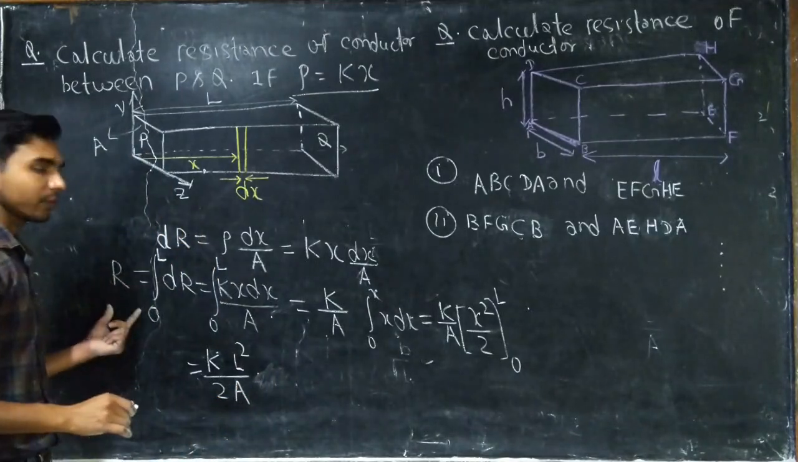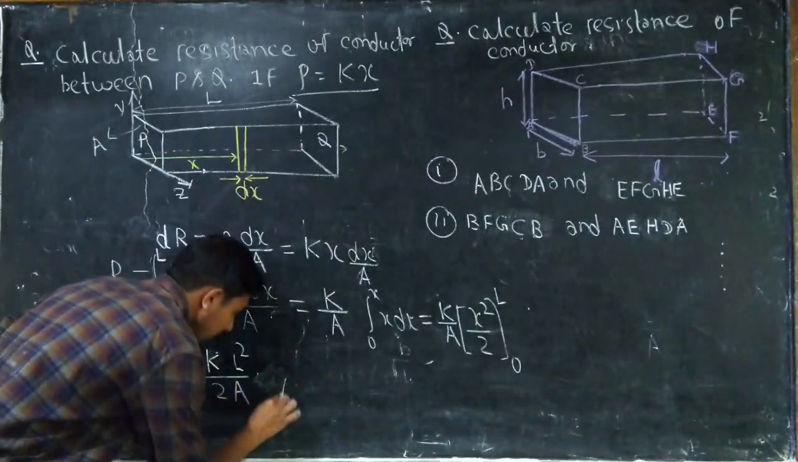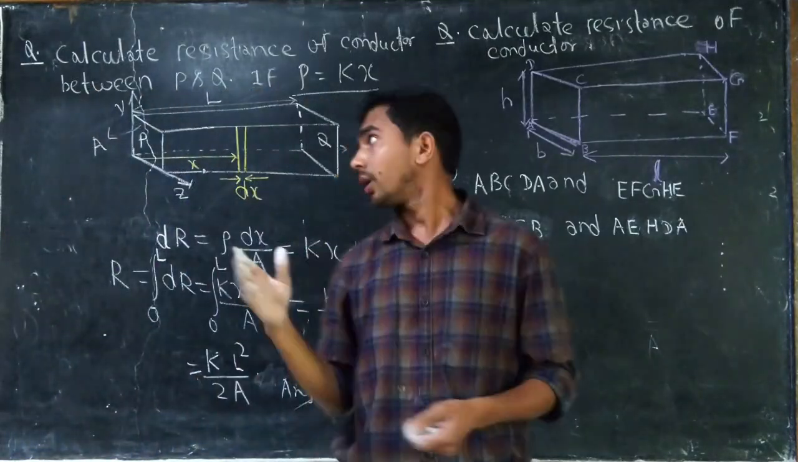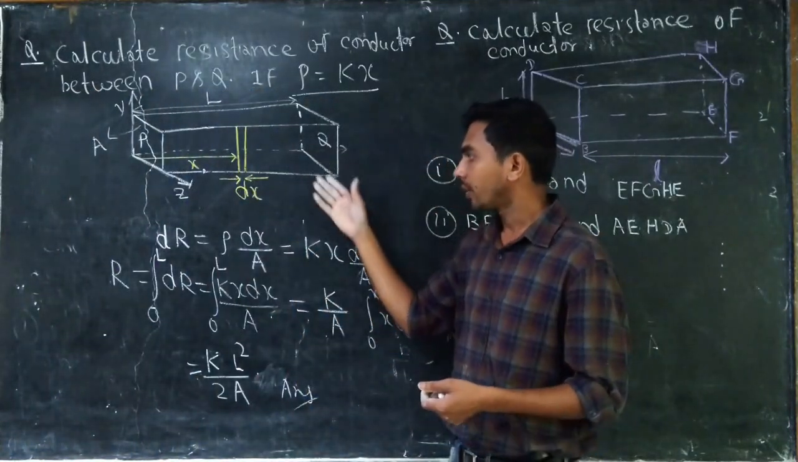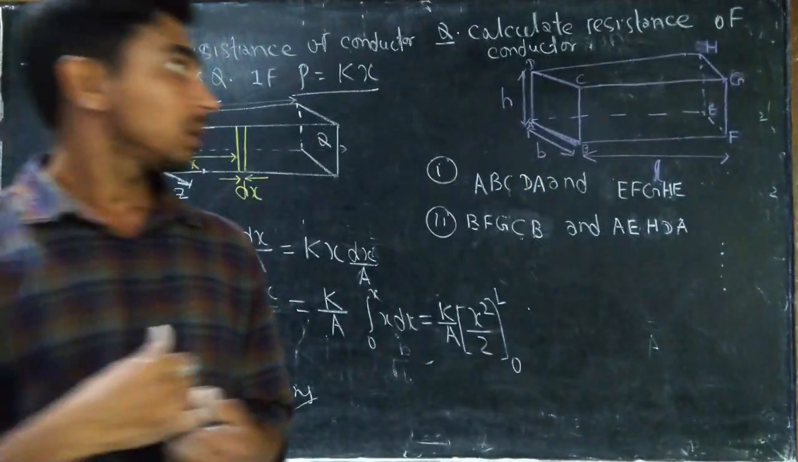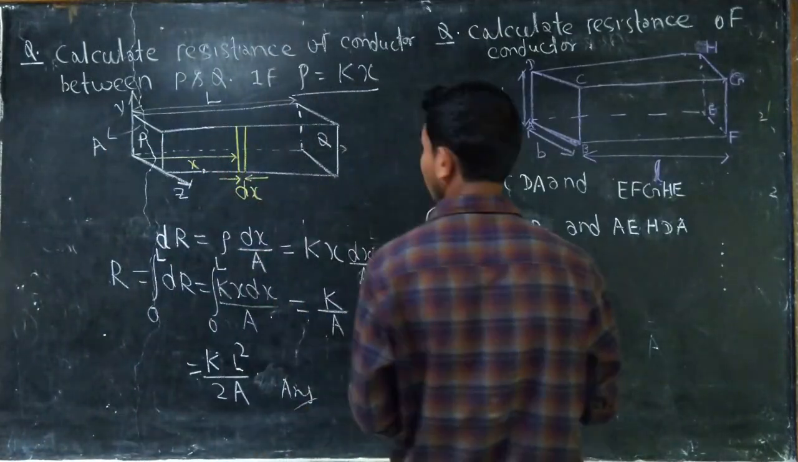And since we are calculating resistance, the unit will be ohm. So this way, if the resistivity is varying, then by integrating you will be able to get the answer. Okay, so that's all for today. Note it down.